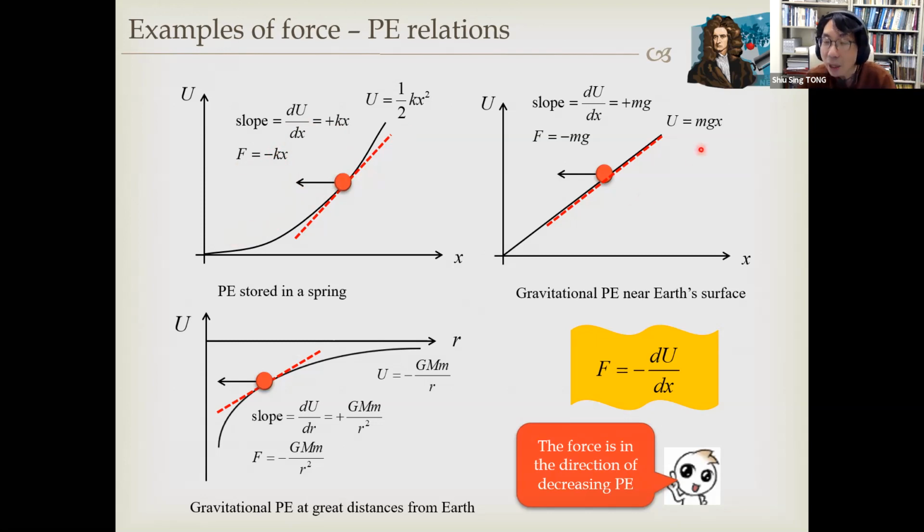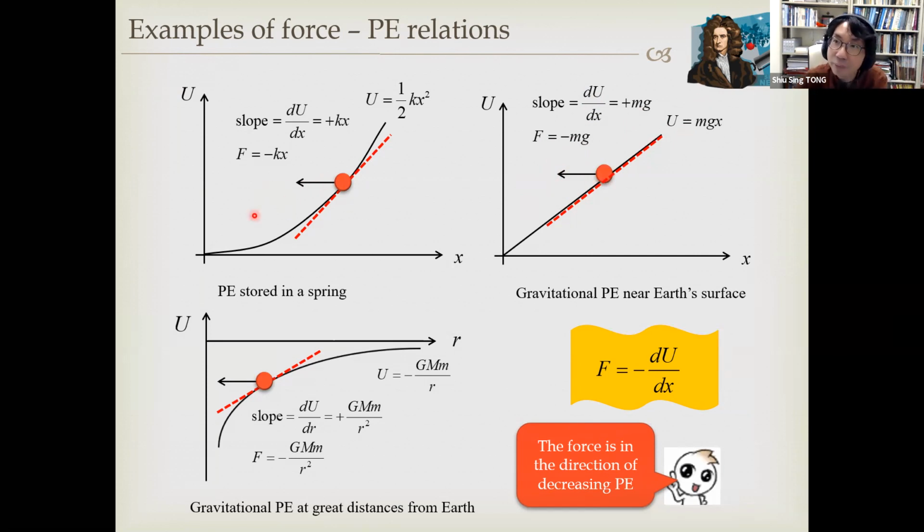Okay. How about this case? This case is raising an object near the surface of the Earth. Okay. The potential energy is mgx, right? So dU/dx is just mg. And when you add the minus sign to dU/dx to get F, you get minus mg. And that is, again, pointing in the negative x direction. The slope of the curve is positive. So U is increasing. But the F is pointing to the direction of decreasing U. So you go down the slope, right?